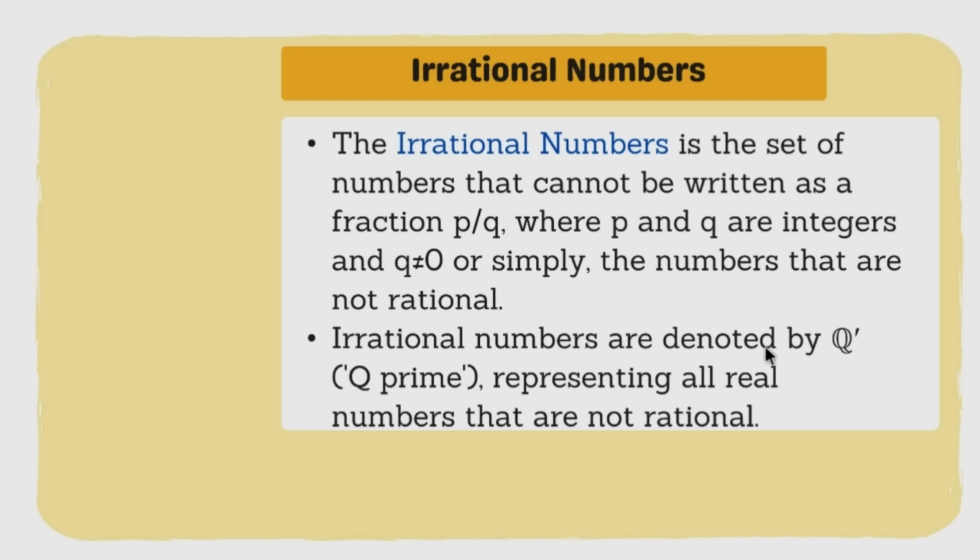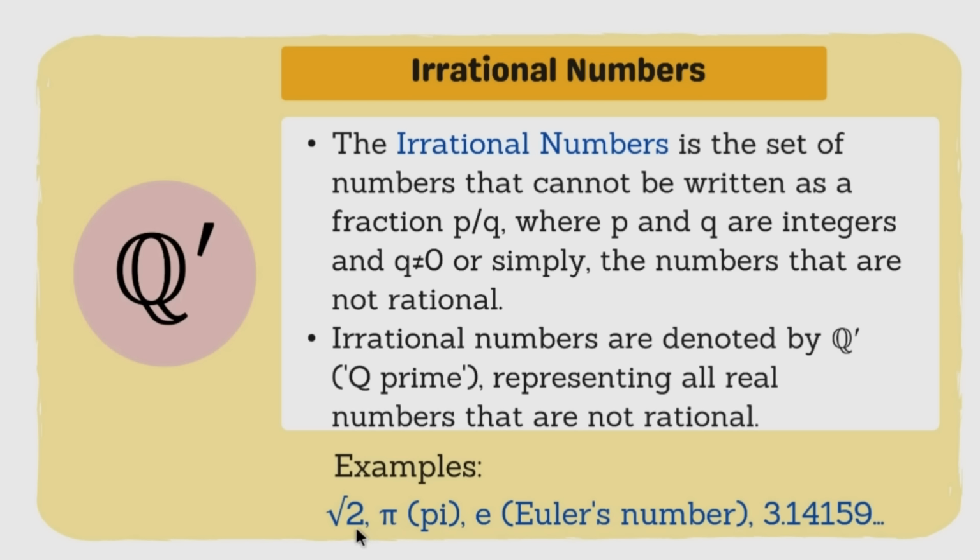Okay, irrational numbers are denoted by Q prime. Ito po ang basa nito, Q prime. Anong ibig sabihin nito? It represents all real numbers that are not rational. Okay, yung opposite ng Q na yung symbol ng rational natin kanina. So, meron lang po tayong prime dito to indicate that this is irrational number.